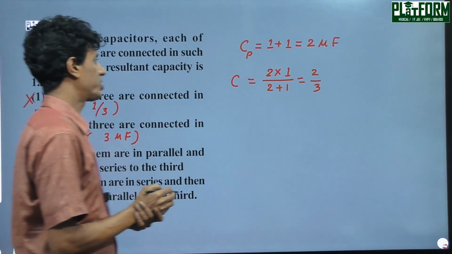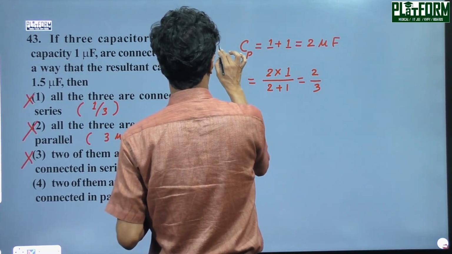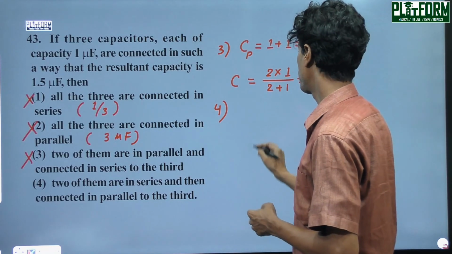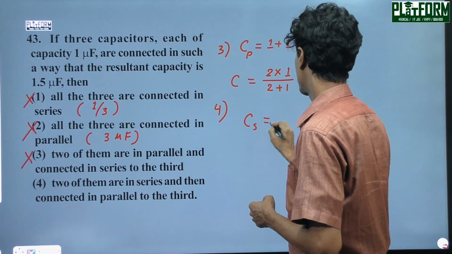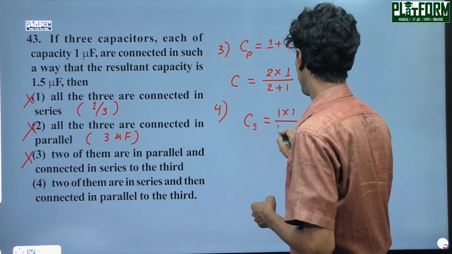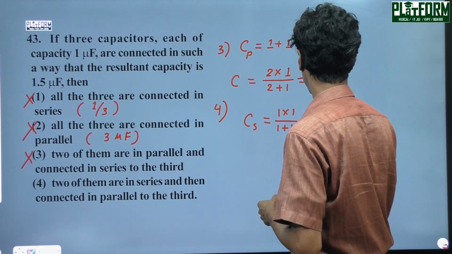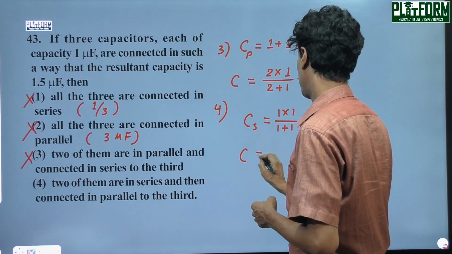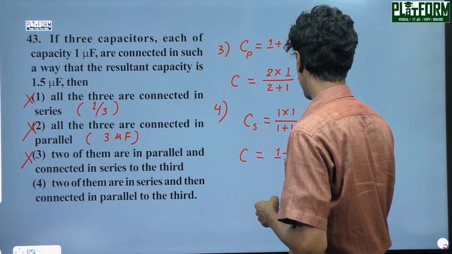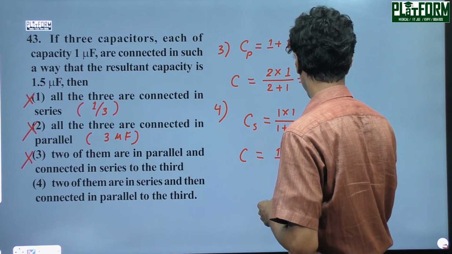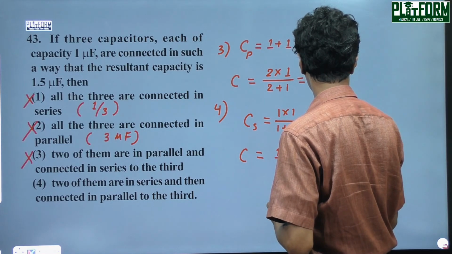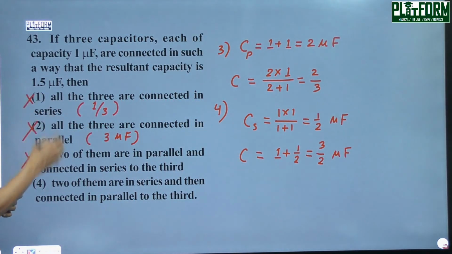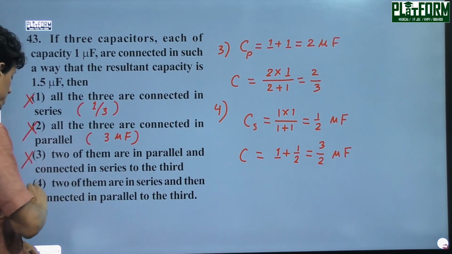For option 4, 2 of them are in series. So 1 into 1 by 1 plus 1, this is half microfarad, and with the third one in parallel, therefore we can say 1 plus half. So this is 3 by 2 microfarad. You have to check all the options by the trial and error method. The final answer becomes option 4.